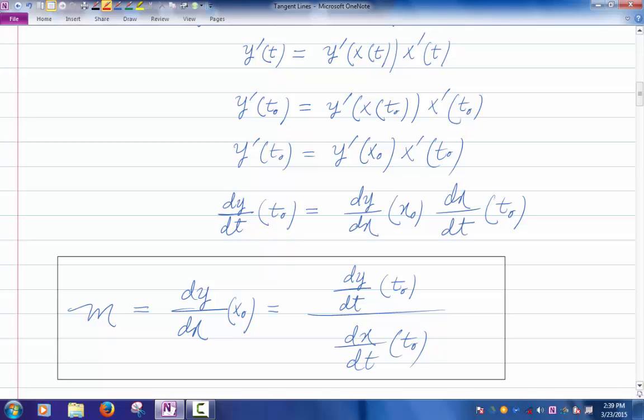Is everybody okay? What's the relationship between t naught and x naught? Well, x naught is the value of x at time t naught, right? This is what you have to remember. The dy dx is dy dt divided by dx dt. That's the formula that you need. That's the slope formula for a curve.